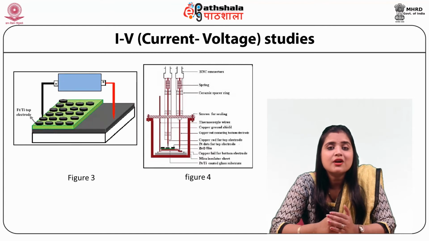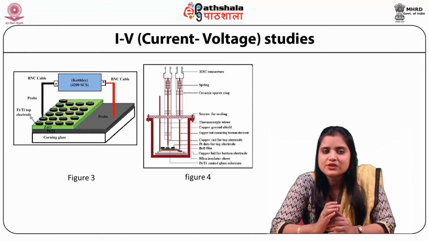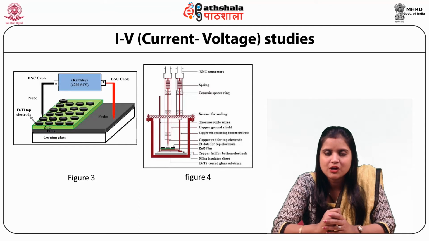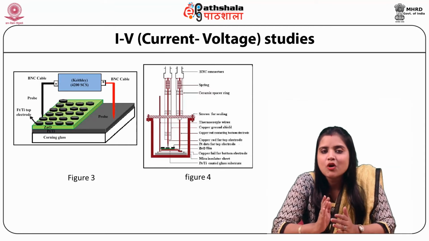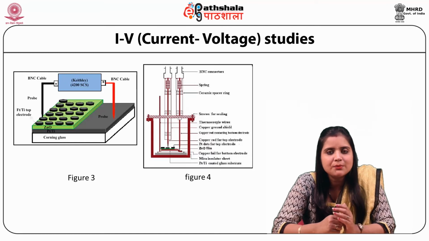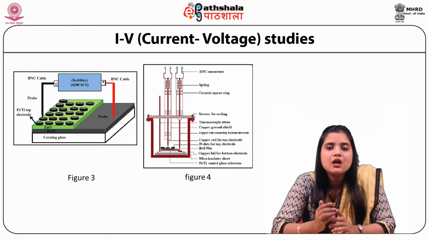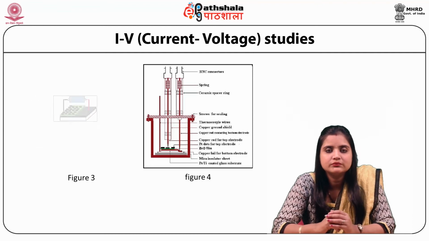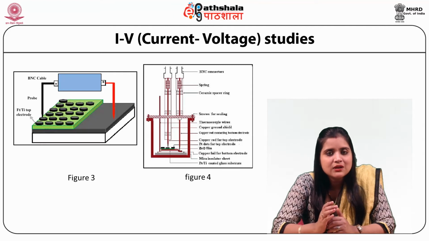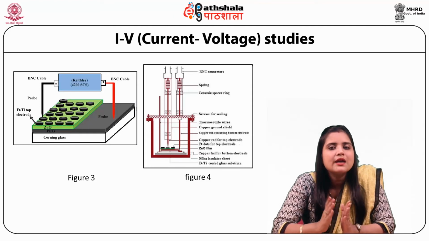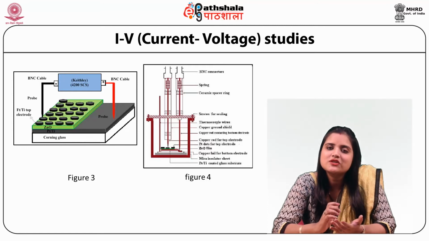We next discuss the current-voltage studies, or IV studies. Electrical properties of the metal oxide thin films can be studied in the metal-semiconductor-metal configuration, which is also known as MSM configuration, as shown in figure 3. The schematic diagram of a three-terminal sample cell that is commonly used for electrical characterization of thin films is also shown in figure 4. It may be seen that the outer jacket of the sample cell is made up of a thick brass block to shield it from external electrical disturbances.